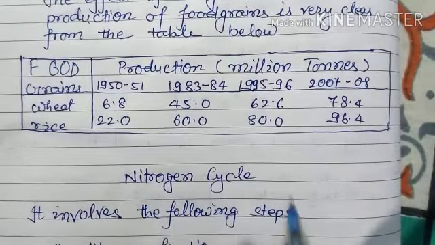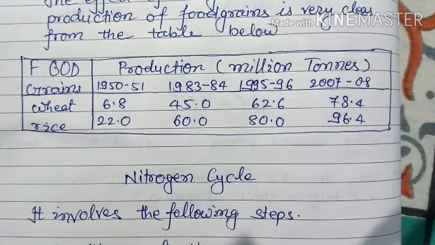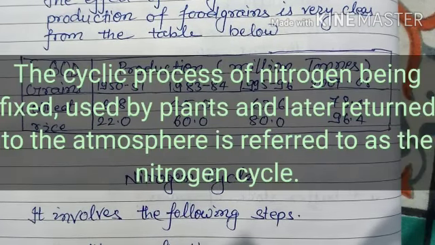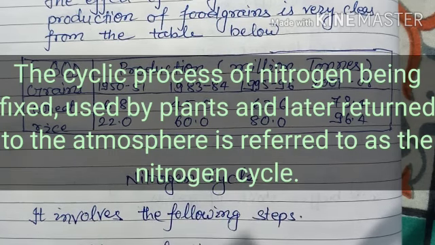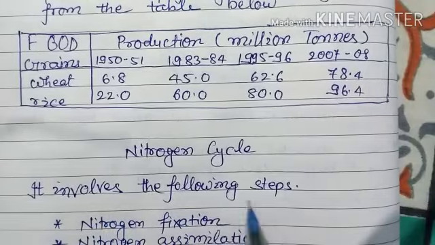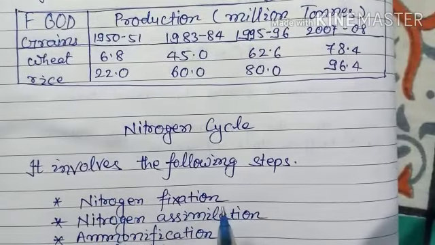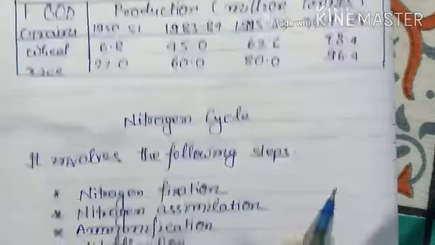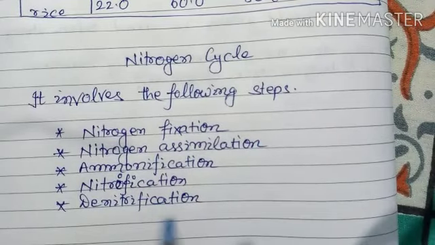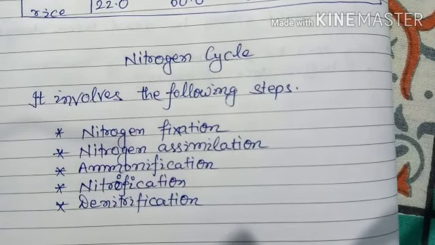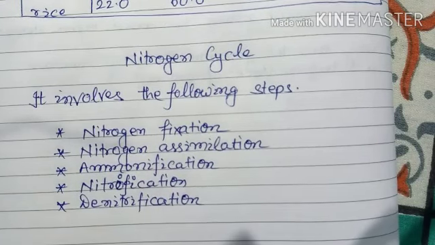Now students will discuss the nitrogen cycle. What is the nitrogen cycle first of all? The cyclic process of nitrogen being fixed, used by plants and animals, and later returned to the atmosphere is referred to as the nitrogen cycle. This nitrogen cycle involves the following steps: first is nitrogen fixation, second is nitrogen assimilation, third is ammonification, fourth is nitrification, and last denitrification. All these steps we will discuss one by one, students.